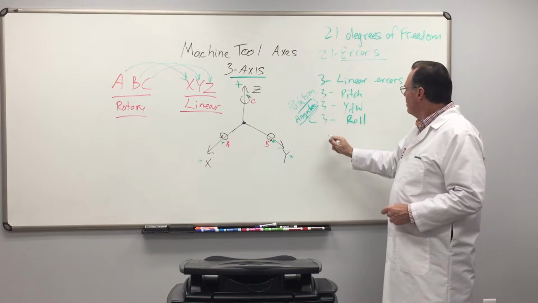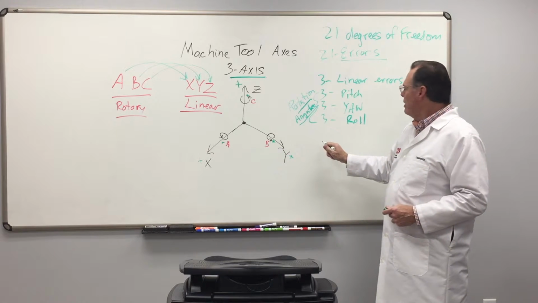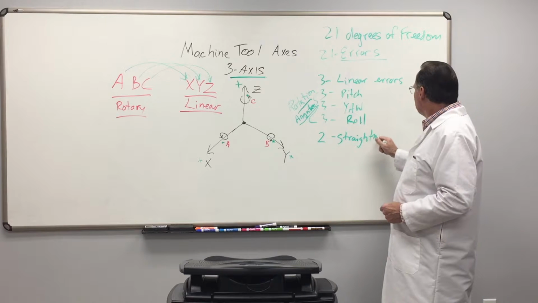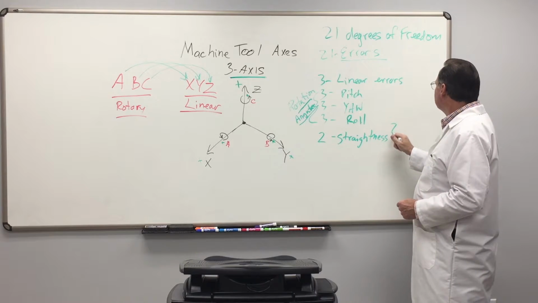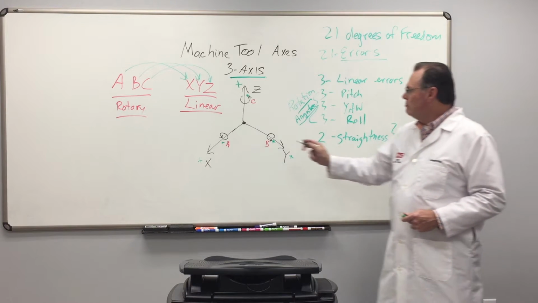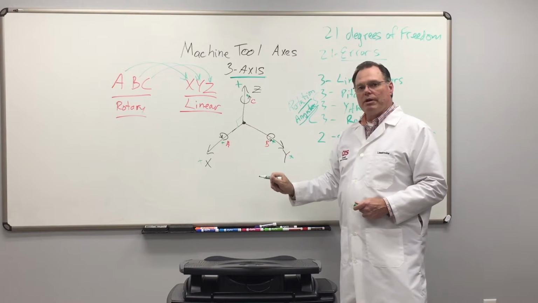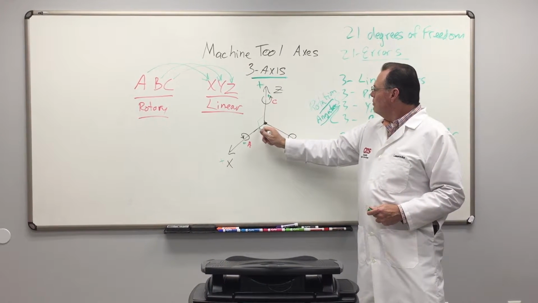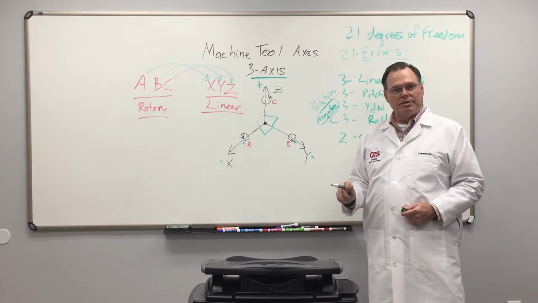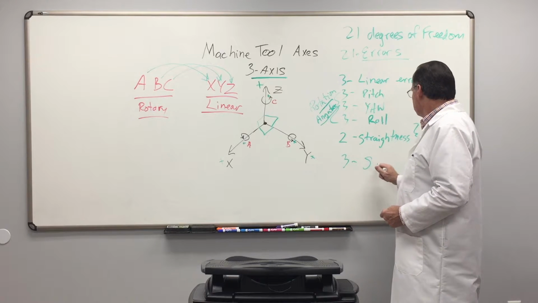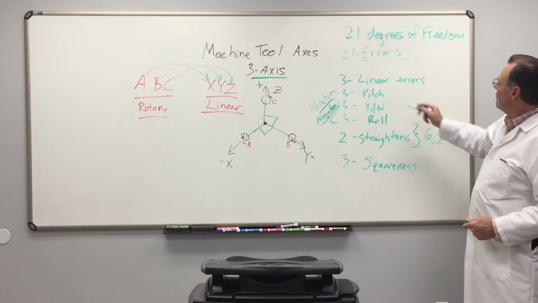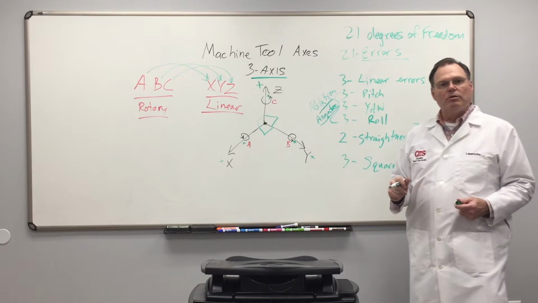And then we have some more errors, and they are straightness errors. So each axis has 2 degrees of straightness per axis. And we have 3 axes, so now we have 6 straightness errors for a 3-axis machine tool. And we put 2 axes together, the X and the Z. Now we have a squareness error, or a squareness operation. And we put the YX together, or the YZ together, we have another squareness. And so we have 3 squareness errors. So altogether, we have 21 different error combinations on a 3-axis machine tool, or 21 degrees of freedom.